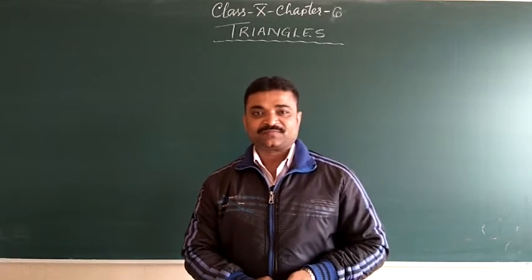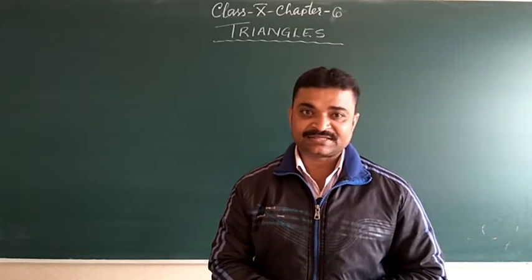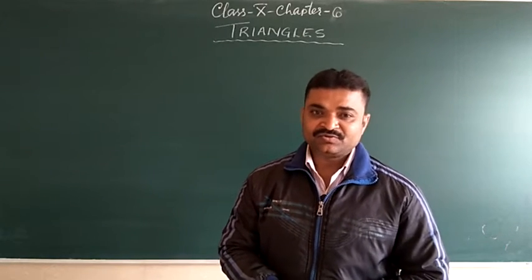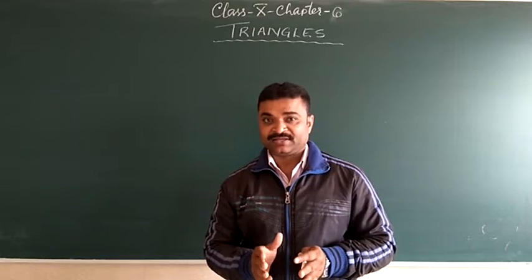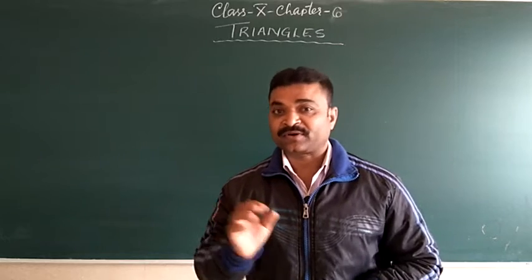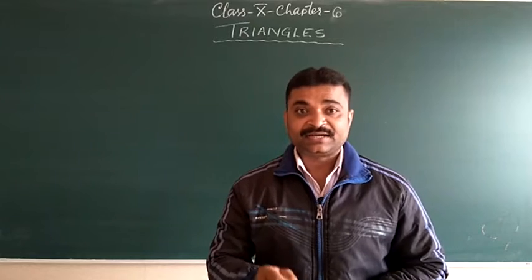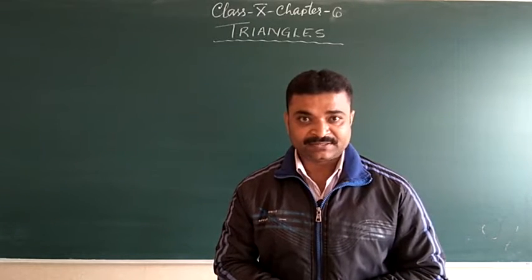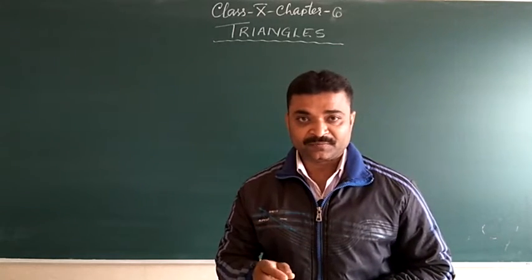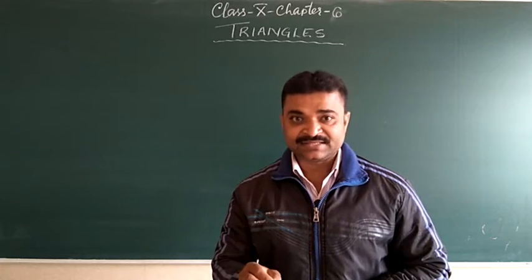Okay students, now we are going to cover our new chapter, chapter number 6, Triangles, from the NCERT book. Students, you all know about triangles and you have also studied the properties of triangles in earlier classes. Clear? You have also studied the congruency of triangles, means two triangles are said to be congruent if they are the same in size and shape.